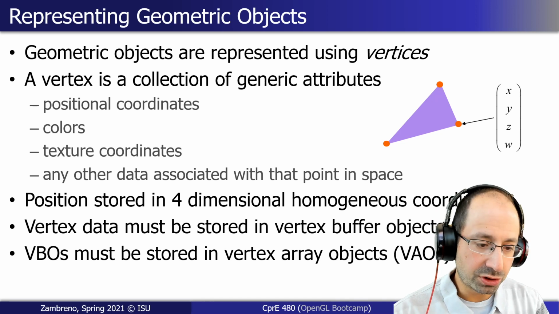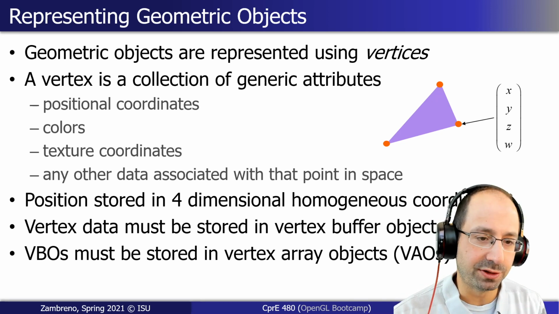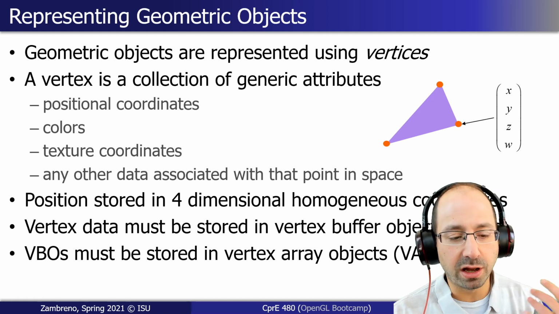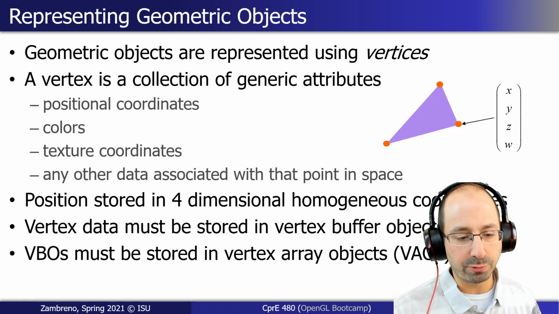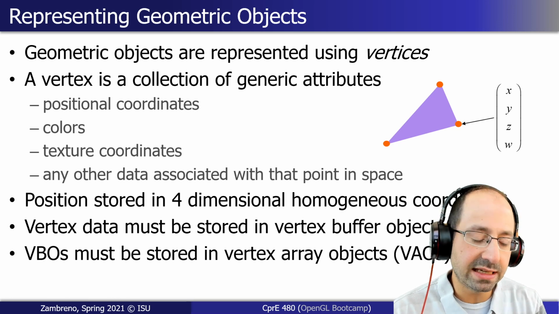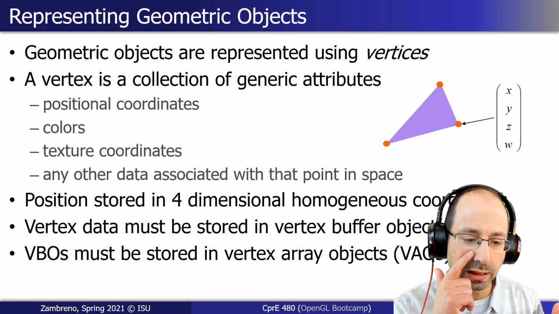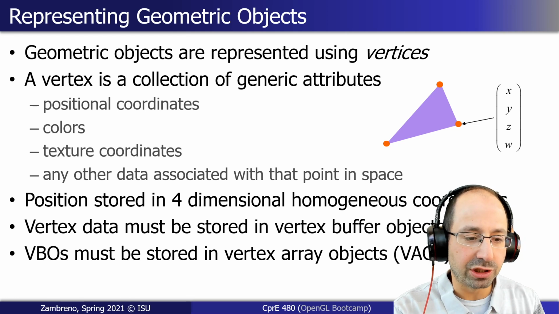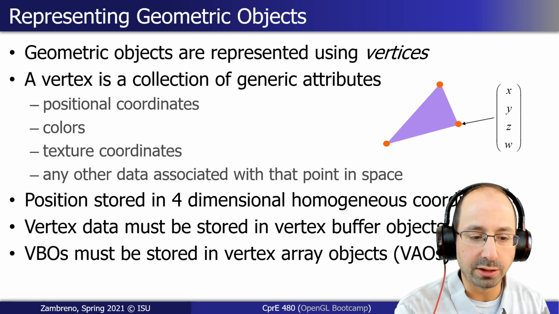So you have this location in a four-dimensional space, and then you have all this other attribute data associated with it. So that's what we're specifying when we specify a vertex. It is at the very least the location information, and then it's more likely to be location information and things that are associated with that location.